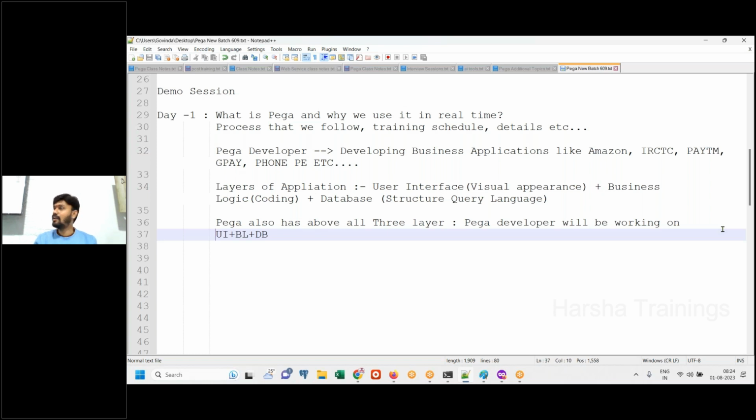Am I going to write all these three as coding, like UI, HTML scripting, JavaScript, and CSS scripting, or business logic? Am I going to write the coding, or database? Am I going to write the queries, or PLSQL programs, or stored procedures? No, you are not going to write any code. You are not going to write any code.